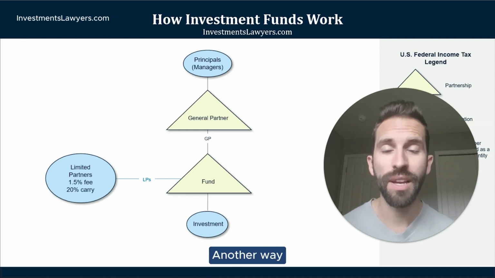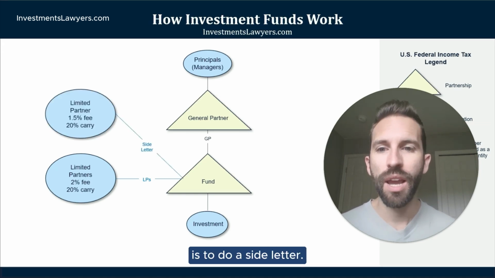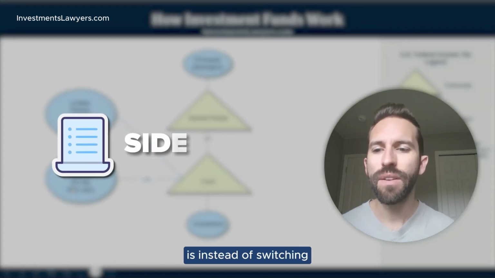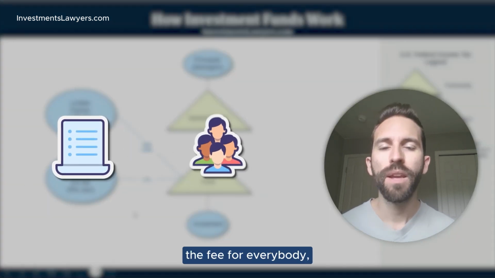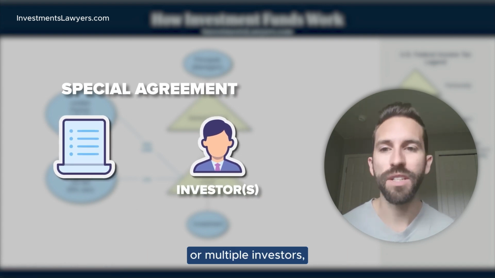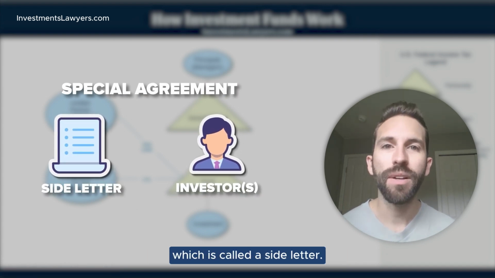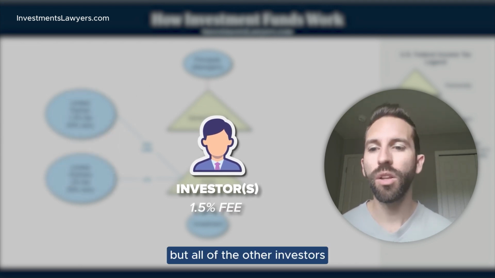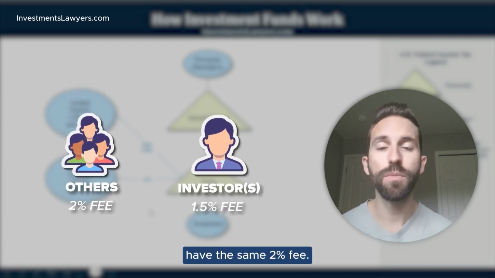Now, another way is to do a side letter. And here we show a side letter. So a side letter is, instead of switching the fee for everybody, you enter into a special agreement with just one investor or multiple investors, which is called a side letter, and they get their 1.5% fee, but all of the other investors have the same 2% fee.